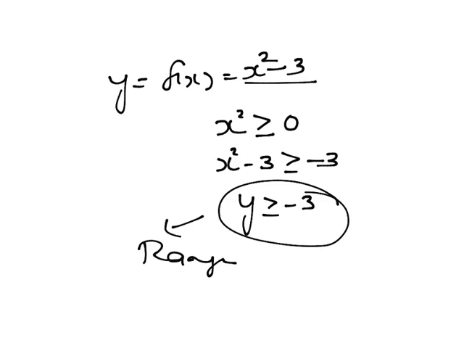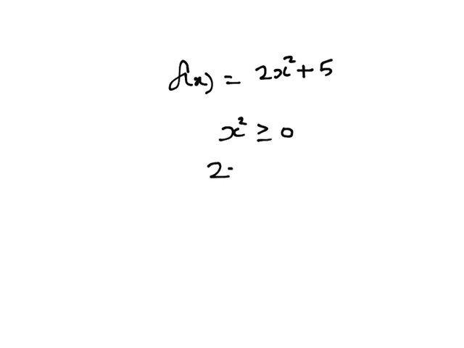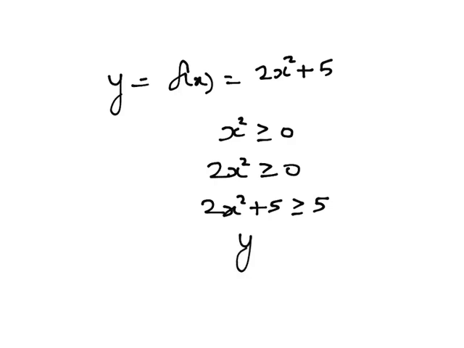Okay, another example: f of x equals, let's say, 2x squared plus 5. Again, here x square is greater than or equal to 0, and 2x square is also greater than or equal to 0, and 2x square plus 5 is greater than or equal to 5. But 2x square plus 5 is nothing but y. So y is greater than or equal to 5. So this is the range.